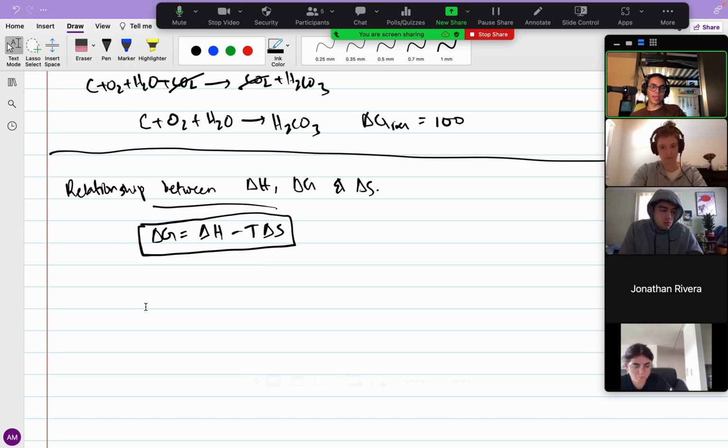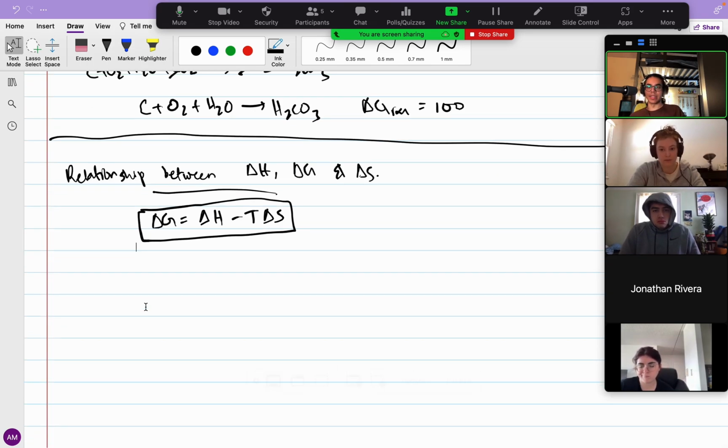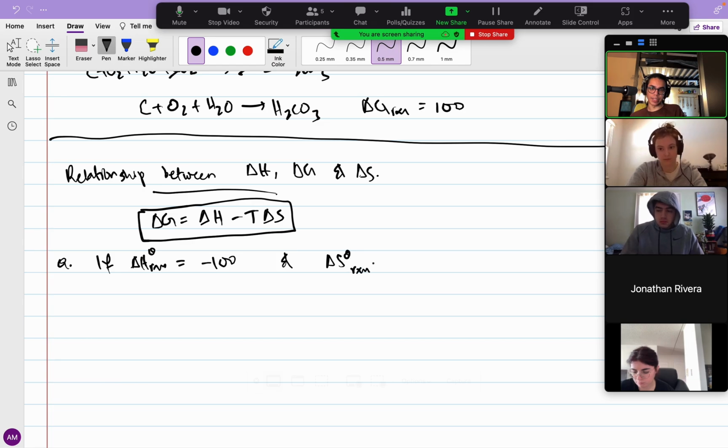What kind of questions to expect? Well, you have 4 variables, delta G, delta H, T, and delta S. Expect questions where 3 are given and you're asked to calculate one of them. Pretty simple. Here's an example. If delta H reaction, let's say at standard conditions, is negative 100 and delta S reaction is 50, calculate delta G.